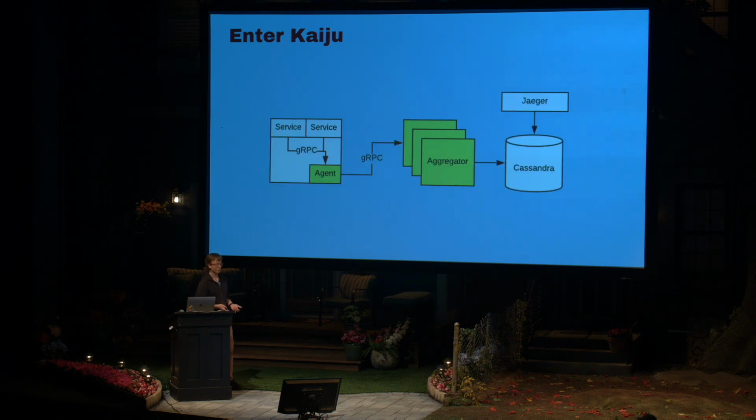We call this system Kaiju, and basically, it looks a lot like other trace systems like Jaeger's. And you take trace data from a service, you push it through gRPC to an agent process living on every machine. It buffers that, pushes it up to the aggregator tier, which then commits it to Cassandra, which Jaeger can then query from.